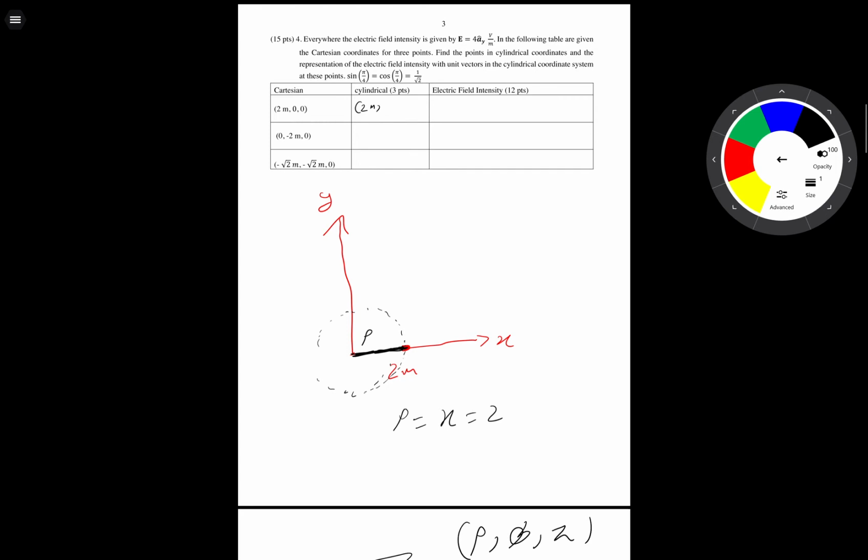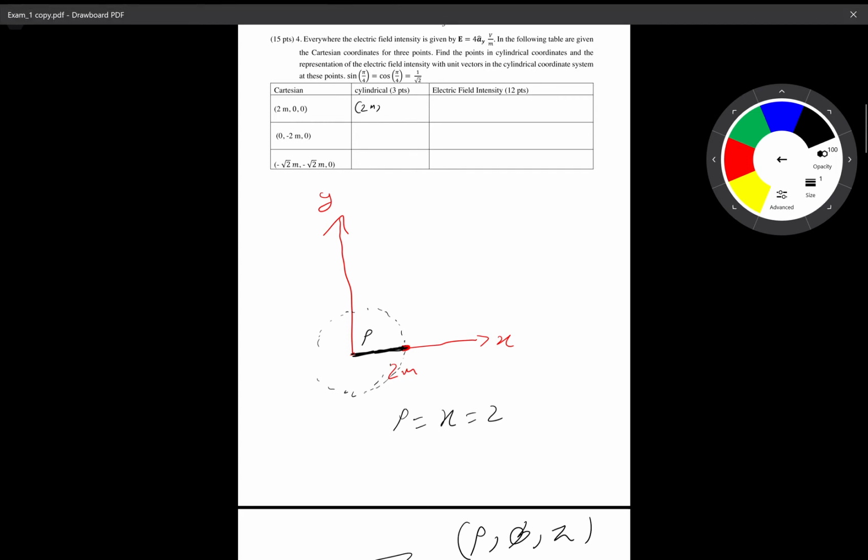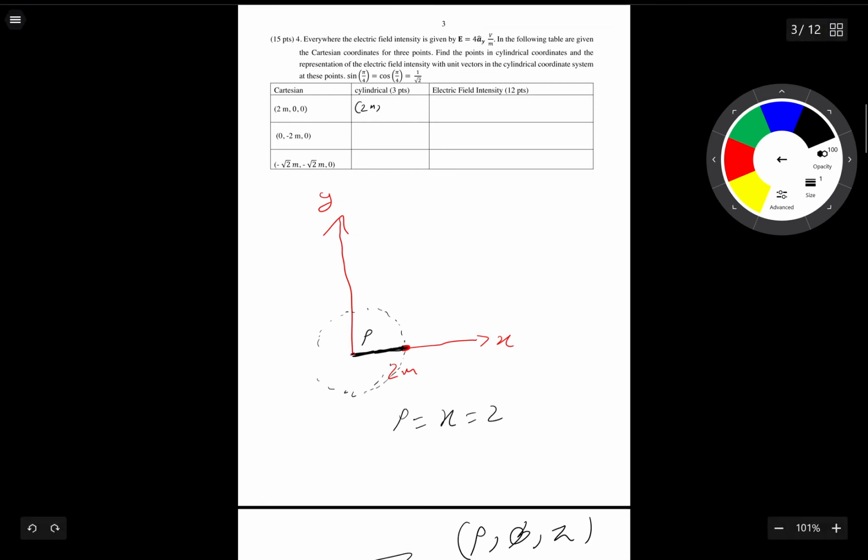Now for our second component, which is phi. We know phi is the angle the x-axis makes with the point. The point lies on the x-axis, so our angle is just 0, and we can write that down. And our z is going to be the same as in Cartesian, so we can put that down.